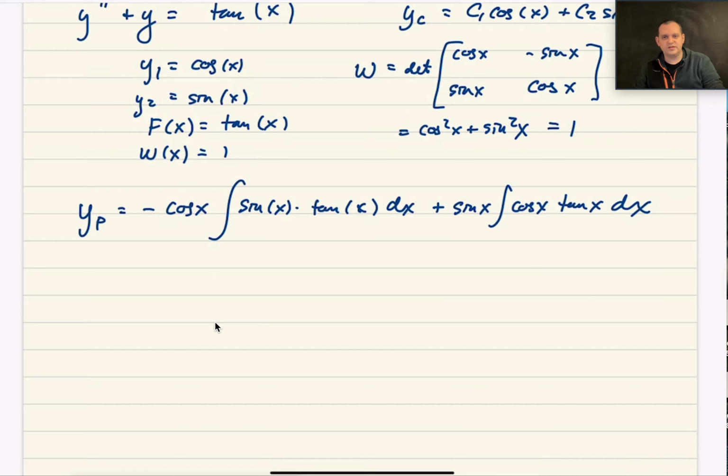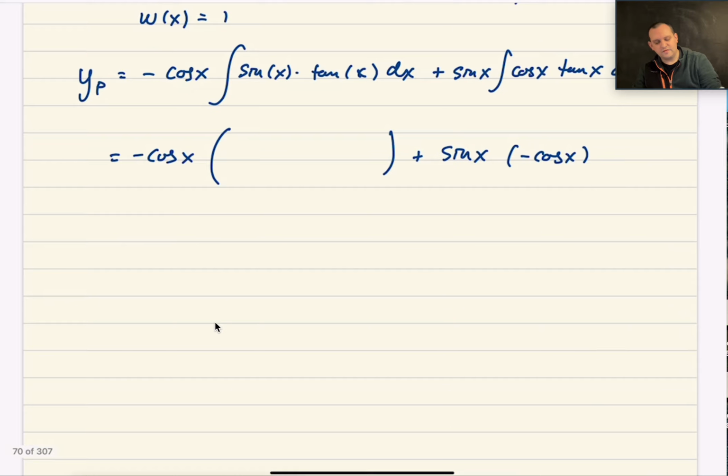And now our job relies on finding these integrals. Find the integral of sine of x tangent of x, and find the integral of cosine of x tangent of x. This integral, the right integral, is the easier one because tangent is sine over cosine. The cosines cancel. You end up with, let's see, the integral of sine, which would be negative cosine. So this will be sine of x times negative cosine. And then from here, we need to figure out what's going to be the integral of sine times tangent of x. So we'll have to come back and we'll fill that in just a second.